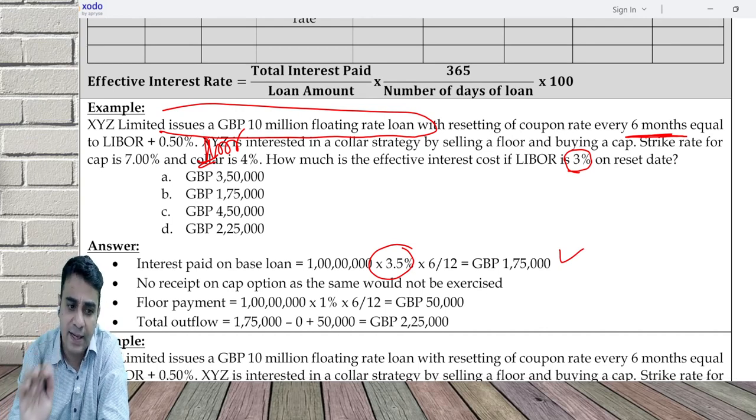Our strike rate was 7%. Was the actual LIBOR more than 7? No, no cap receipt for you. Was the actual LIBOR less than 4? Yes, how much less?